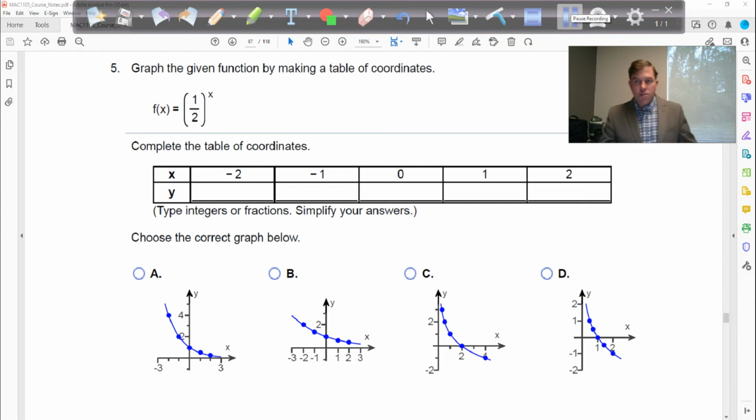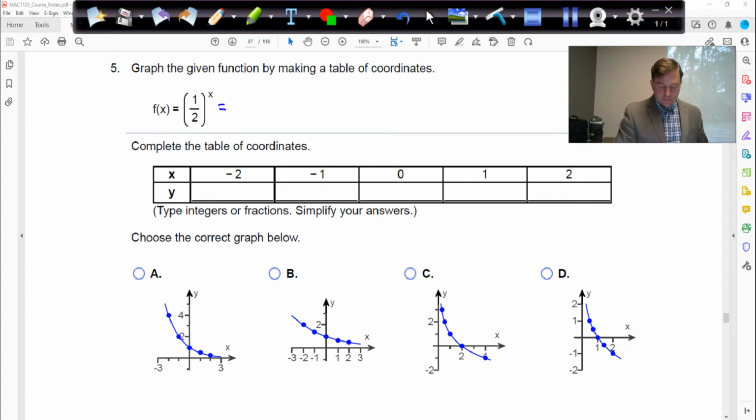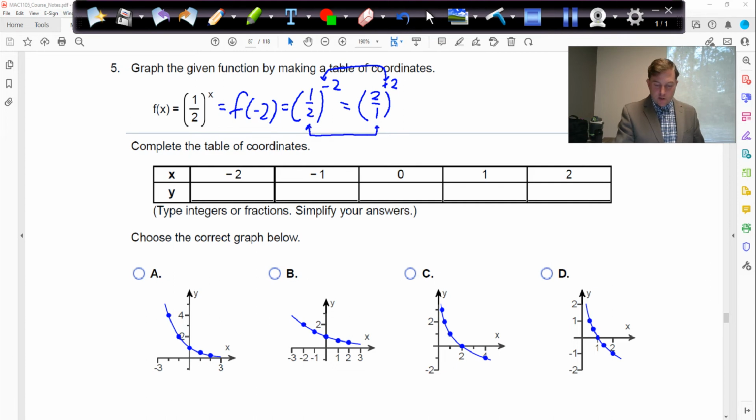Okay, 5 is the reciprocal of 4. So 4 was base 2, 5 is base 1/2. So let's see what happens with this one. In fact, let's start with the negative numbers. When x is negative 2, we get 1/2 to the minus 2. We're going to do the same thing. We're going to change this to positive by flipping the fraction, call it 2 over 1, and we're going to make this positive. Flip that fraction. And 2 over 1 is just 2 raised to the positive 2, which is 4.